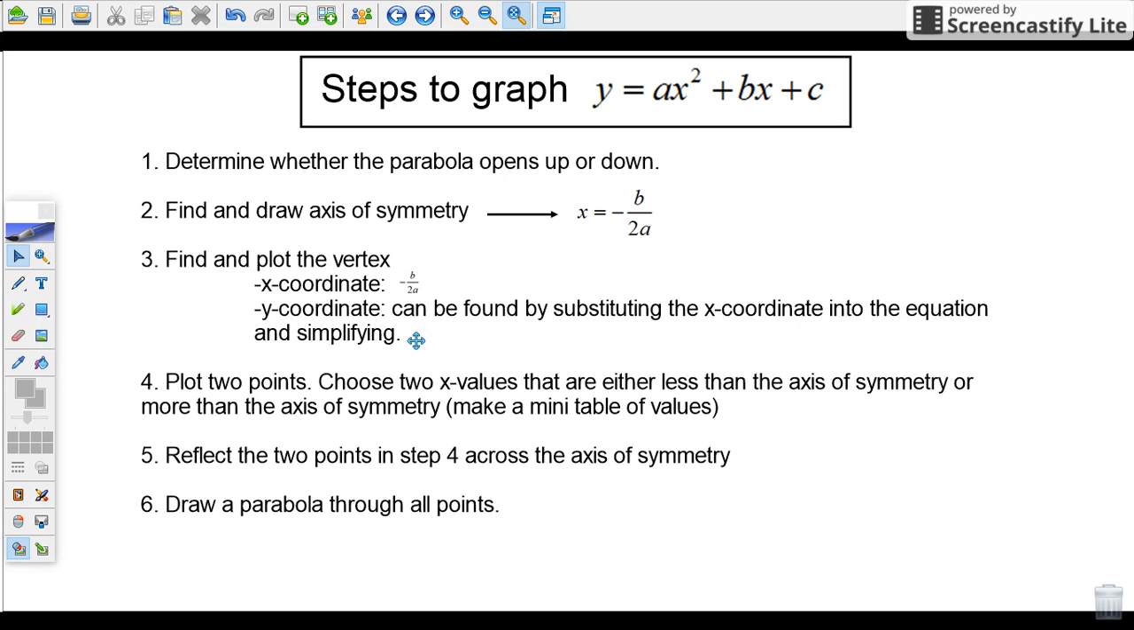After we plot the vertex, we're going to plot 2 points, and we're going to choose 2 points that are either less than or greater than the axis of symmetry. We're going to plot 2 points on one side of the axis of symmetry, and because that axis of symmetry acts as a mirror image, we're going to reflect those 2 points across it to the other side to get all of our points. Once we have all of our points, we draw a parabola through those points.